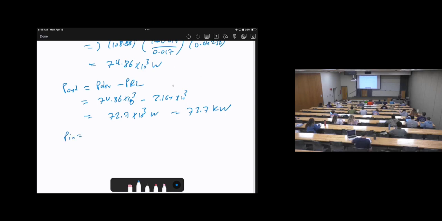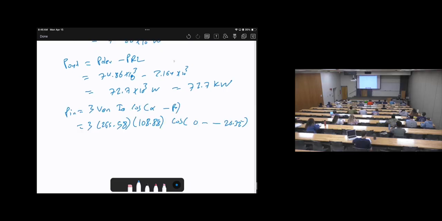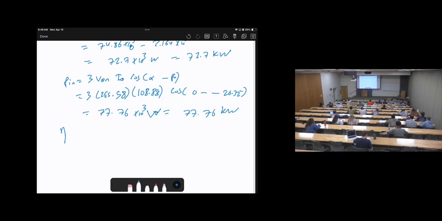Pn equals 3 times VAN times IA cosine alpha minus beta, which is going to be, substituting the numbers, 3 times 265.58. Keep in mind, there are no bars above these numbers, so substitute only the magnitudes. So it's times 108.88. Cosine, the angle of the voltage is 0, the angle of the current negative 26.32 degrees. So Pn will be 77.76 times 10 power 3 watts, or 77.76 kilowatts.